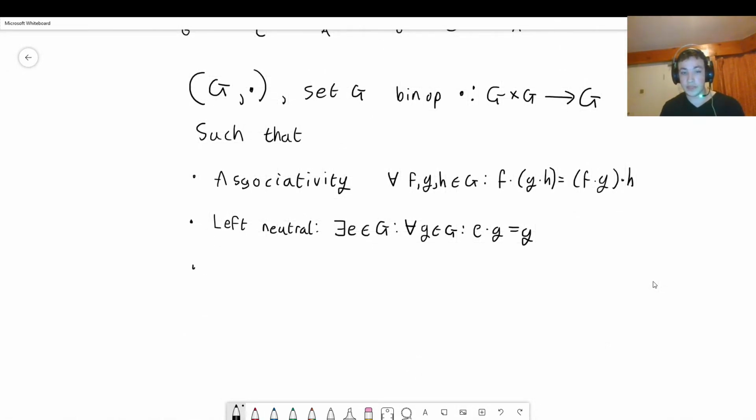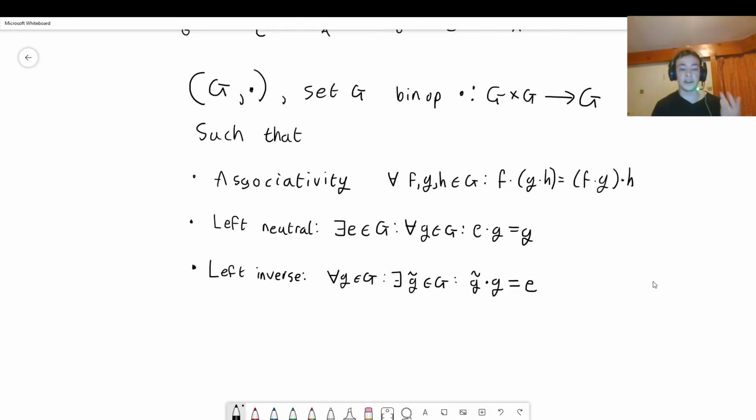Okay. And then finally we need a left inverse. So for every g in G, there must exist a g twiddle of G such that g twiddle dot g, so doing g and then g twiddle, is the same as doing nothing. So g twiddle undoes g. We want to be able to undo all of our operations in some way that's important to us.